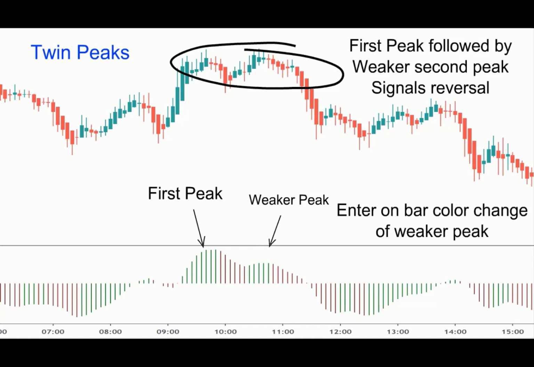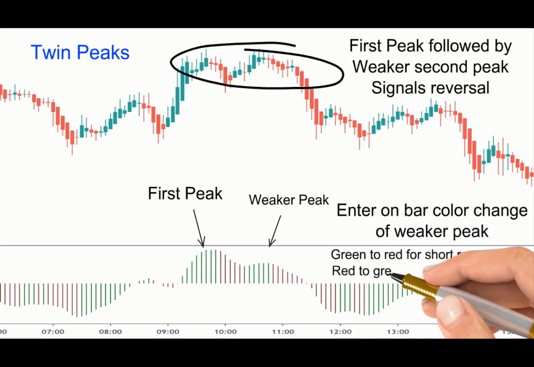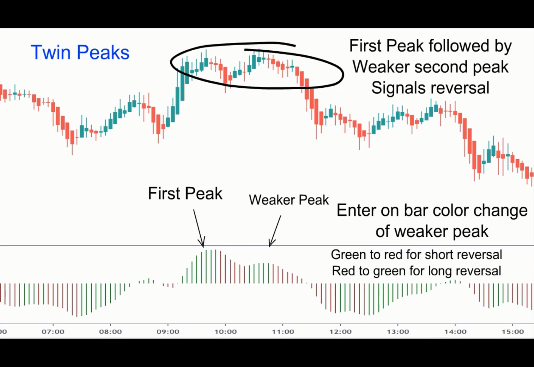Simple enough. All right, so if your bars are currently above the zero line, that means you've been in bullish momentum. All right, so green bars are going to signal that that momentum is getting stronger, and red bars are going to signal that it's getting weaker. So in the weaker peak, when the green bars turn into red bars, that means you're down the downslope of the peak, and you want to take your short entry.